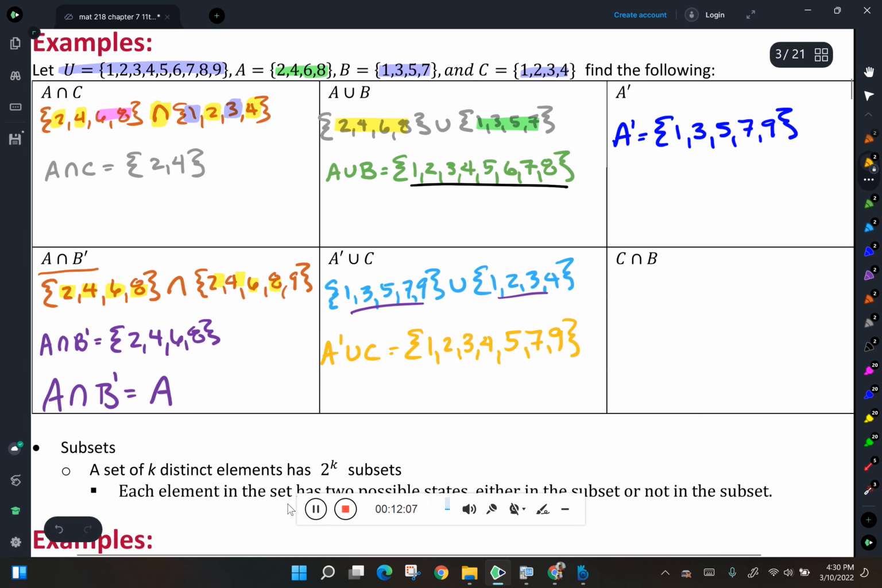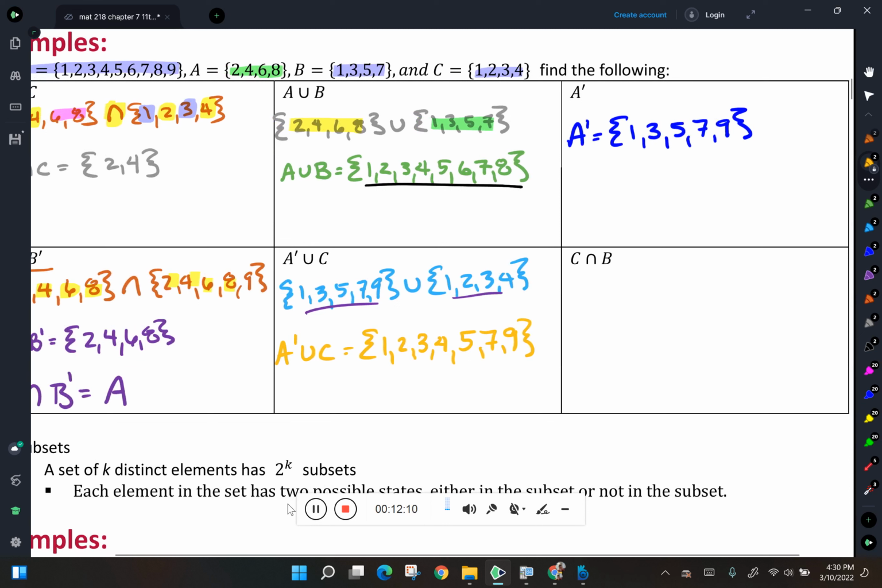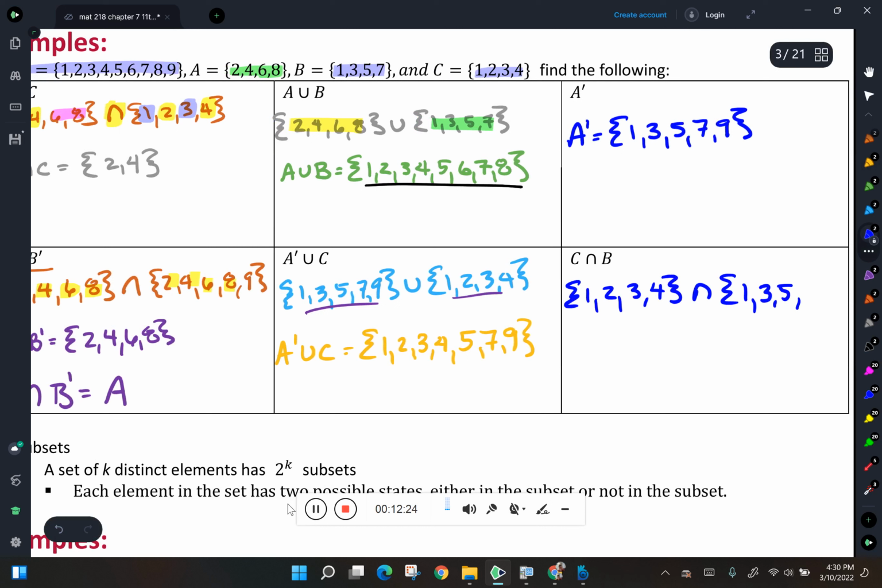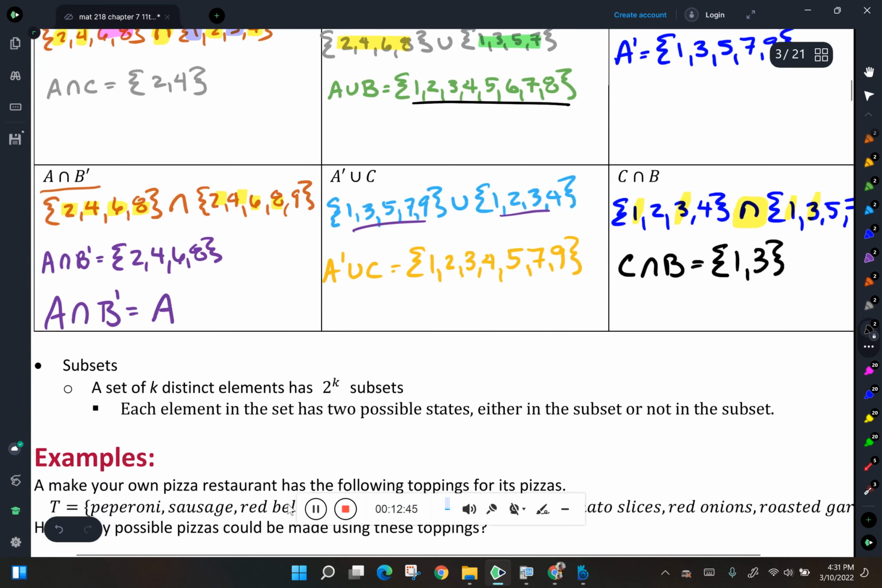The last one we have to take a look at here is C intersection B. C is the set 1, 2, 3, 4, and we're taking the intersection of that with B, the set 1, 3, 5, 7. Intersection means the elements they have in common. There's a 1 here, a 1 there, a 3 here, a 3 there. That's it. So C intersection B is equal to the set 1, 3.